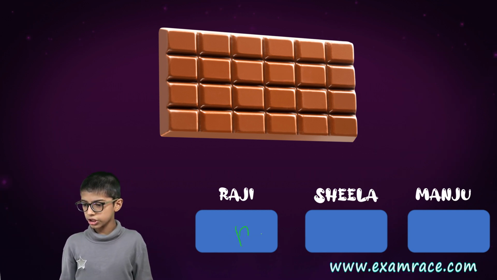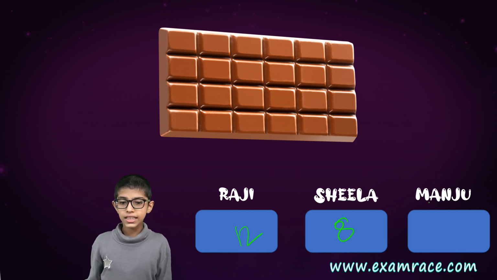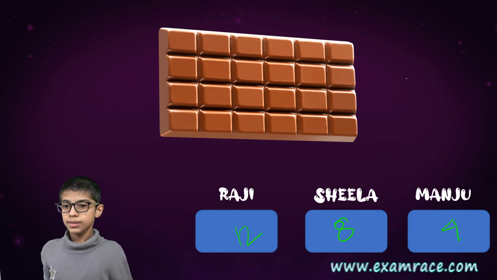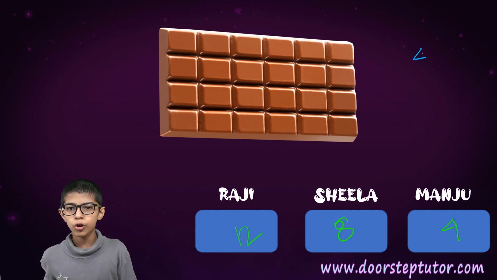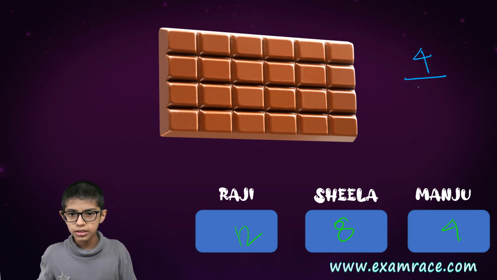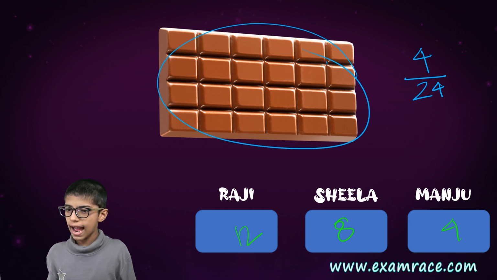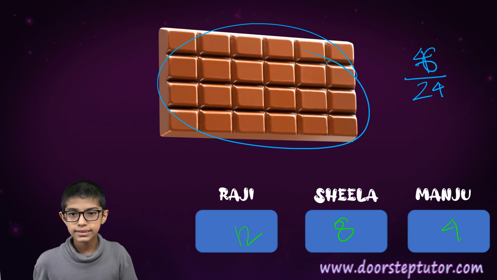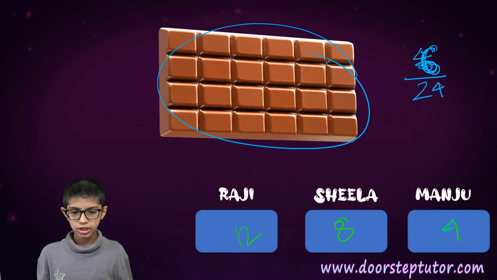Now, Raji got 12 parts, Sheila got 8 parts and the remaining was eaten by Manju. How many parts? 4. But how will we express 4 as a fraction? So, 4 would be expressed as a fraction as 4 by 24, as 4 out of 24 parts. Sorry, it would be 6 by 24 which gives us 4.